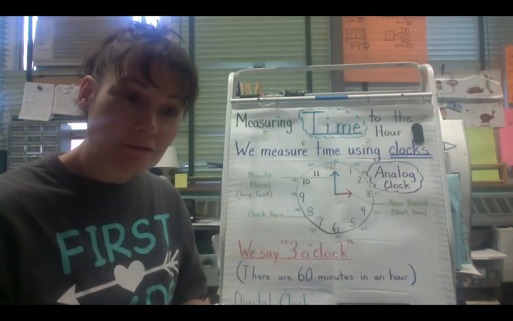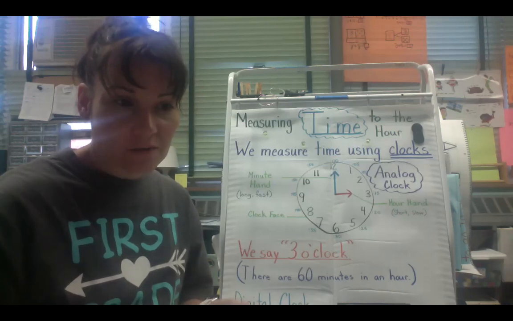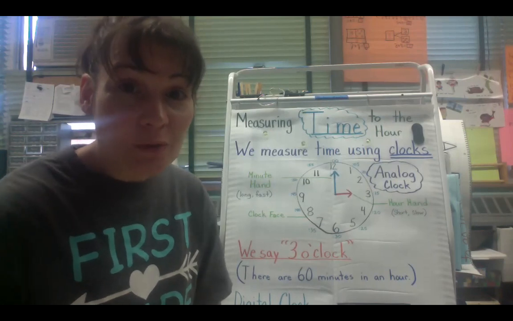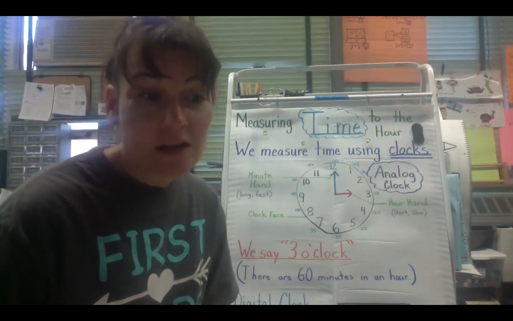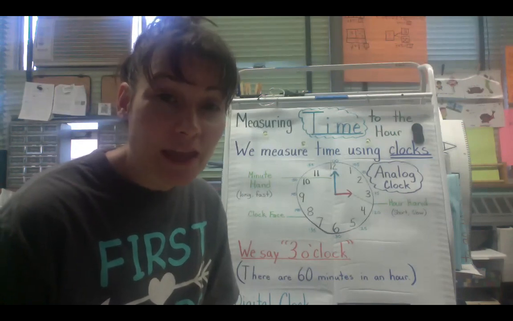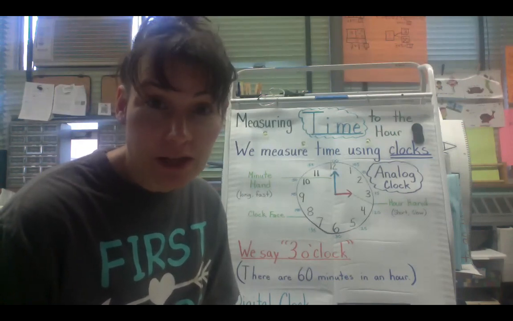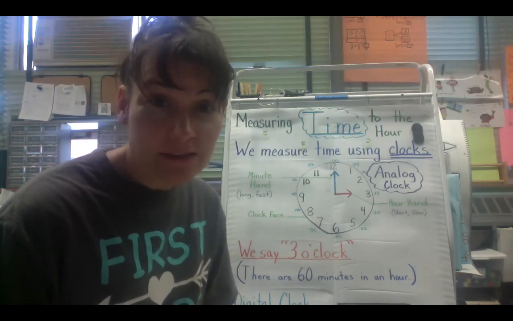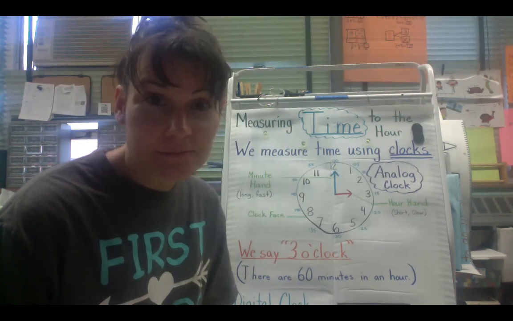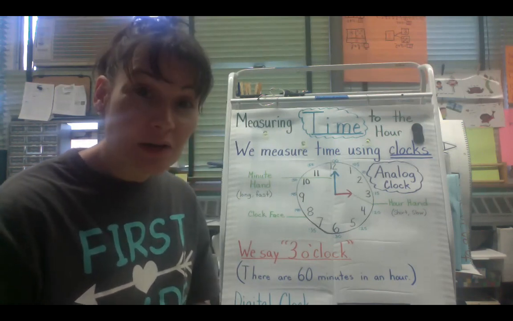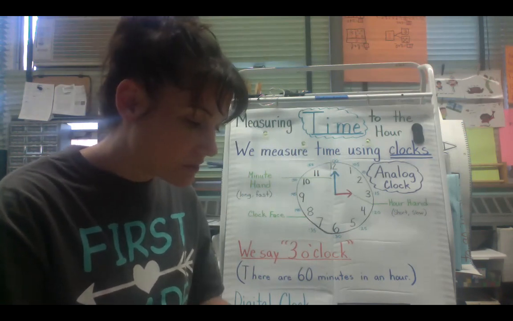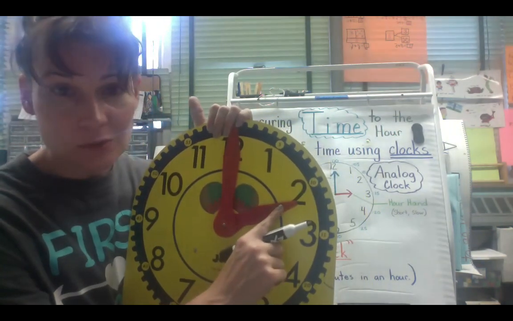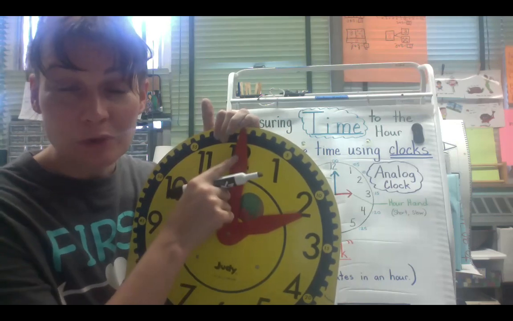Let's try another one. Can you show me on your clock if Joe goes to practice at 2 o'clock on Saturdays? Show 2 o'clock on your analog clock. What would that look like? 2 o'clock. Make sure to move your hour and your minute hand. Great job, boys and girls. If you were going to show 2 o'clock, your hour hand would point to the 2 and your minute hand would point to the 12.